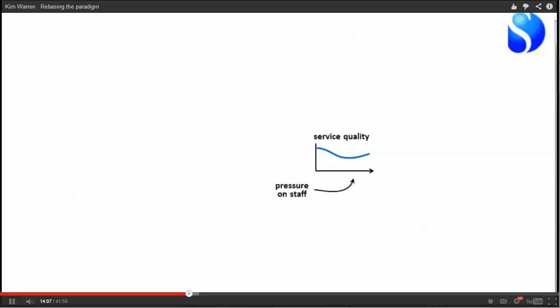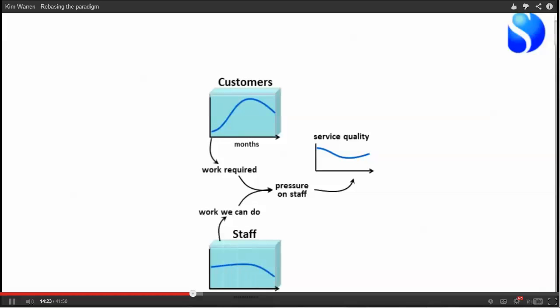So let's apply that method to this case. Here is the service quality that we're concerned about. That comes from the pressure on staff. I'm not putting all the time charts on here, I should do, but for simple ease of reading the diagram, I'm going to leave some of them out. And that service quality comes from the balance between work required and work we can do. Work we can do comes from the number of staff we have, and the work required comes from the number of customers we have.